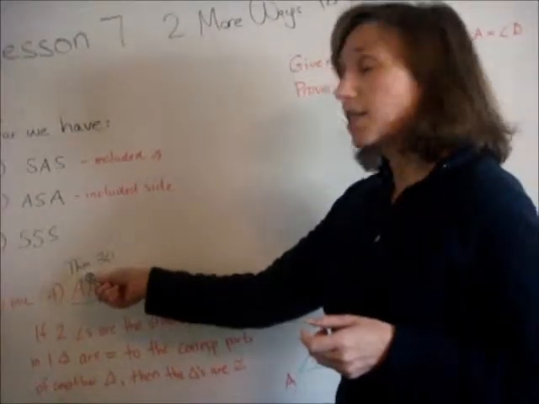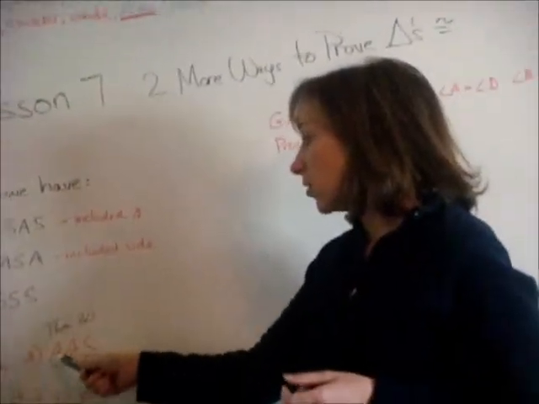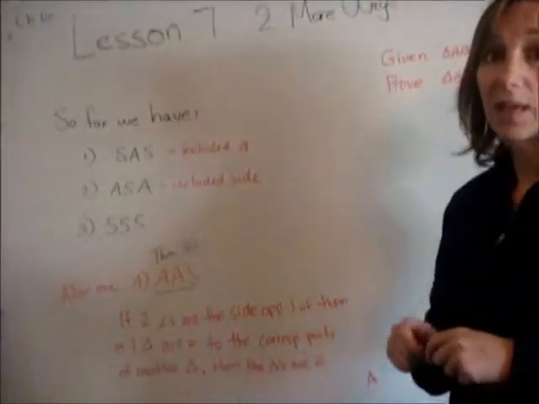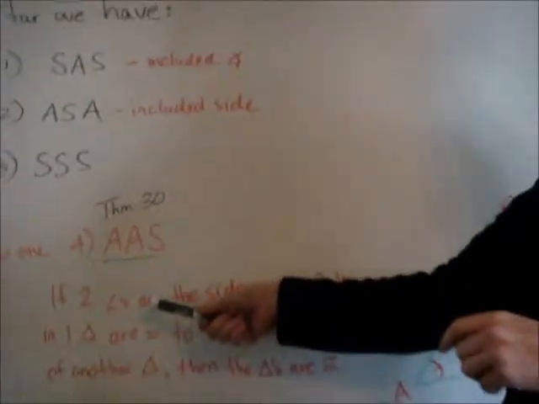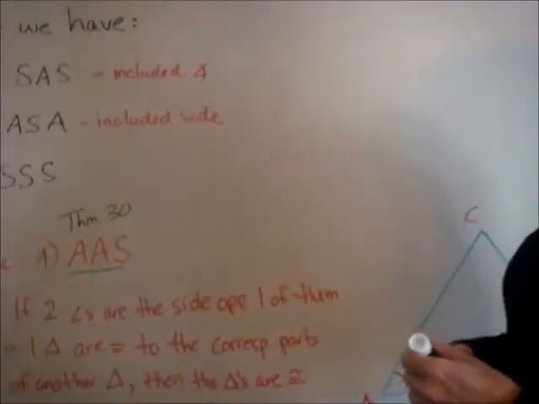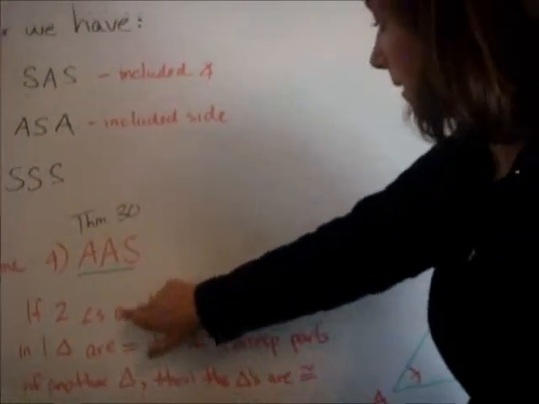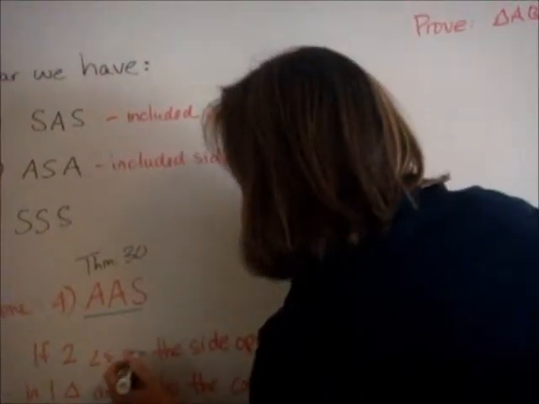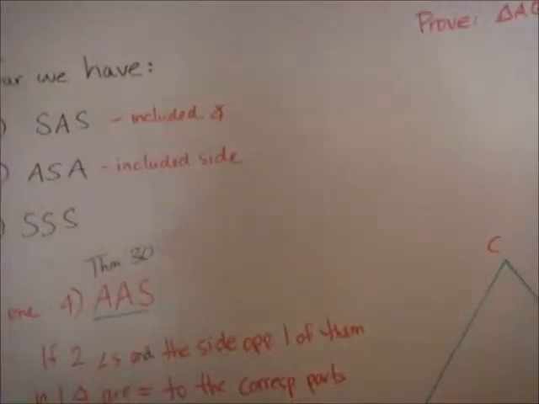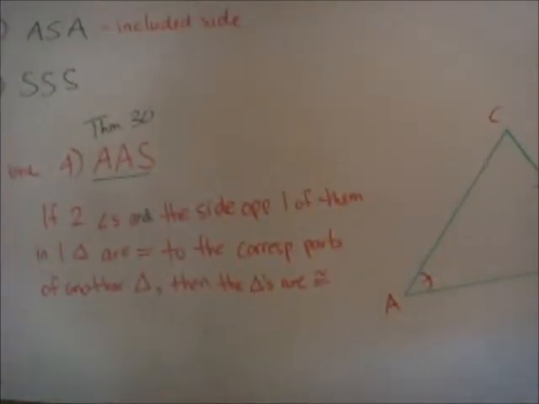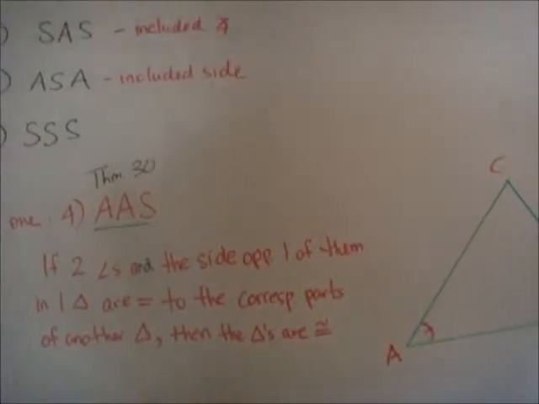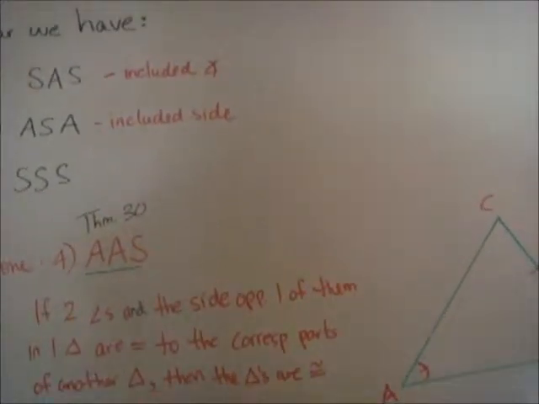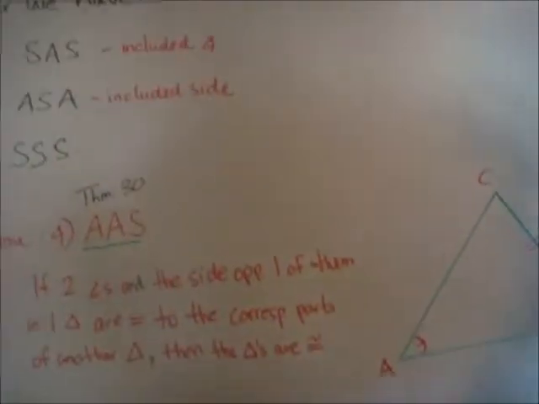One new one is Theorem 30, and it's the angle, angle, side theorem. So this one says, if 2 angles and the side opposite of one of them in one triangle are equal to the corresponding parts of another triangle, then the triangles are congruent. So let's look at this one.